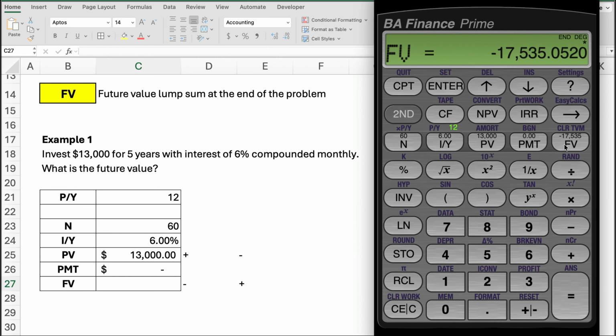So it says if we received 13,000, we'd have to pay 17,535. We could manage that by putting in the 13,000 as a negative number, present value, compute, future value, and that's 17,535 and 5 cents. So that's our answer, 17,000.